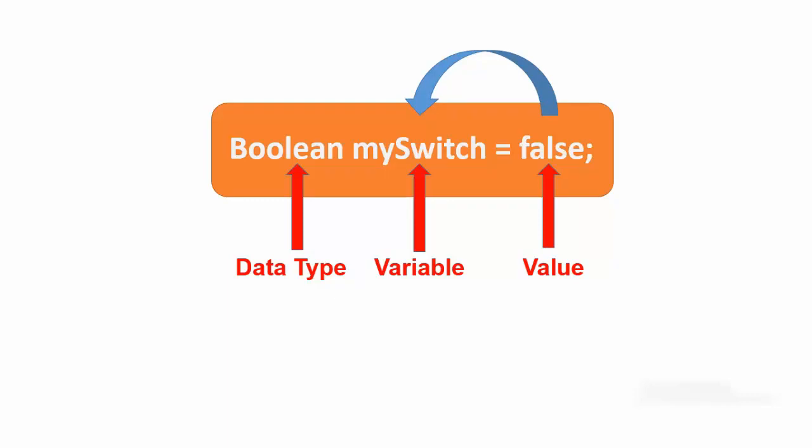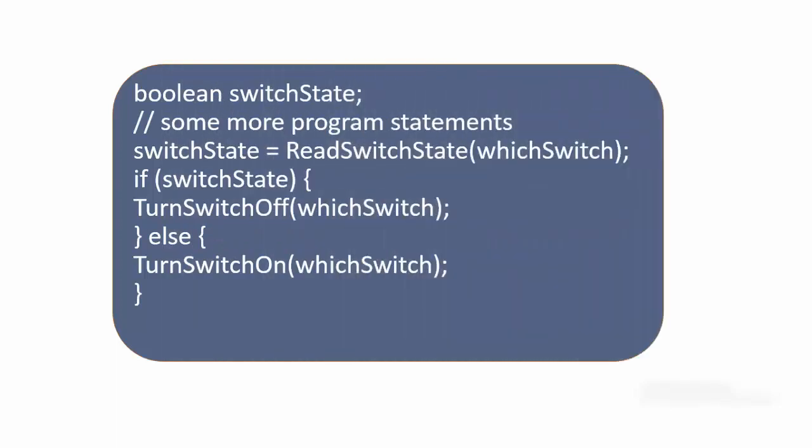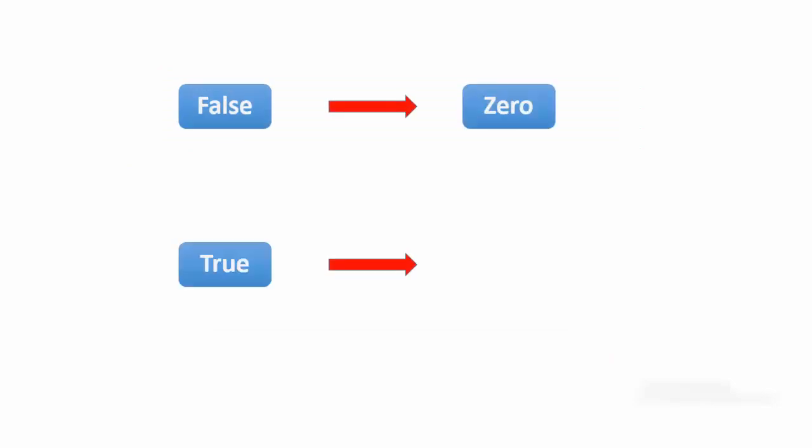Now consider the following code. Although we do not cover the if statement until the next chapter, you can probably figure out what is going on here. The readSwitchState function returns a Boolean value that is true if the switch is on or false if the switch is off, and acts accordingly. We should use the Boolean data type only when the variable reflects a logic state of either true or false. You really don't need to know the actual values the compiler assigns to the two states, although you can think of false as being 0 and true as being non-zero.